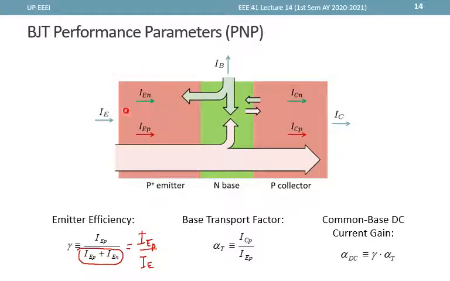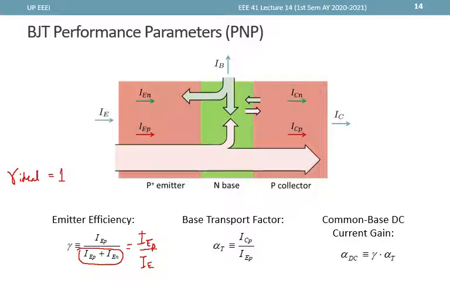So IEN, we want this IEN to be very small since this current cannot be translated to some carrier getting into the collector. So we want this gamma to reach 1. So gamma ideal is 1.